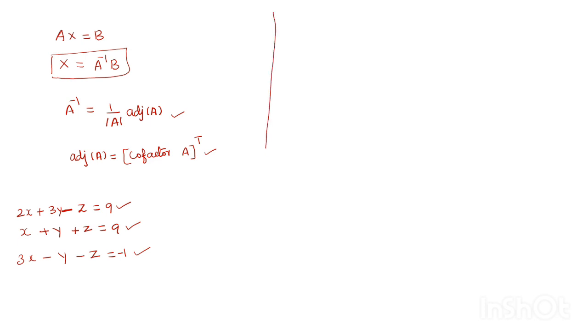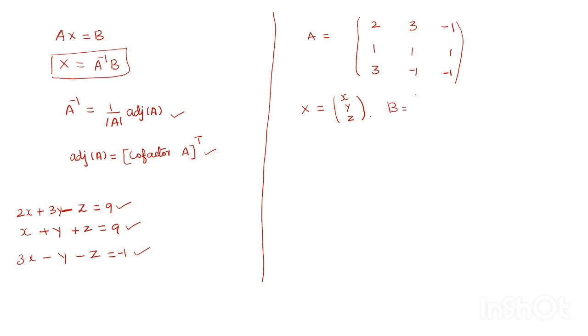From these equations, now I frame the coefficient matrix A. What is the coefficient matrix? The coefficients of x, y, z. For the first equation, the coefficient of x is 2, the coefficient of y is 3, the coefficient of z is -1. Similarly, for the second equation, the coefficient of x is 1, y is 1, z is 1. For the third equation, the coefficient of x is 3, y is -1, z is -1. And x is the given variables x, y, z, and the b value is the constants: 9, 9, and -1.